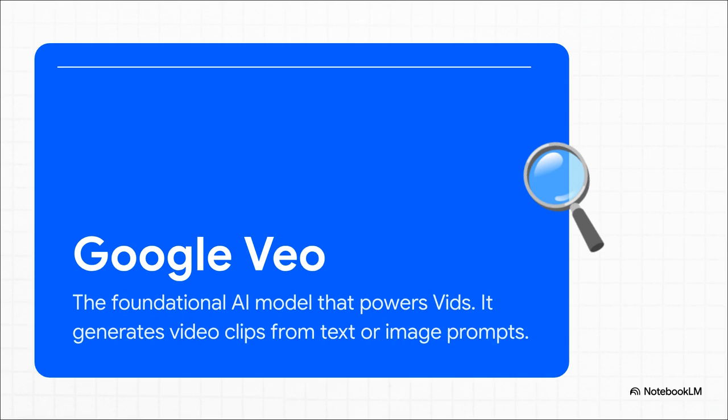And all that magic that makes Vids work, well, that's Veo. Veo is the powerhouse, the state-of-the-art AI model that actually generates the video clips from your text. Now, the key thing to get here is that you don't open Veo. You use its power inside an app like Vids.